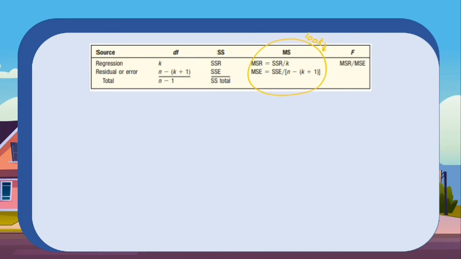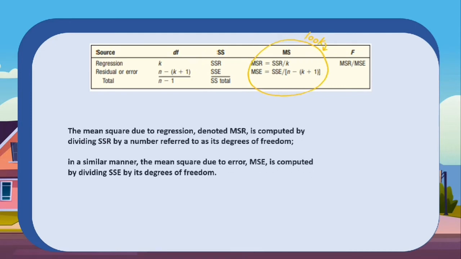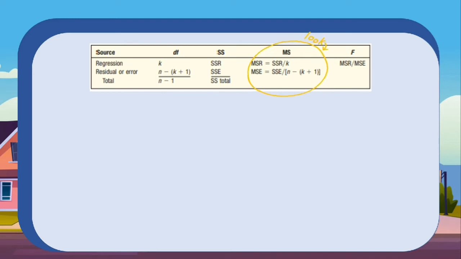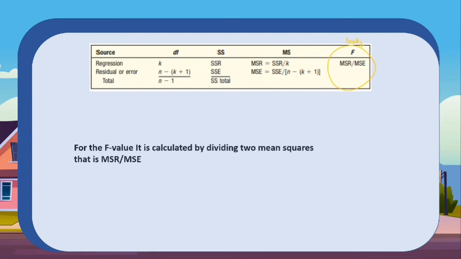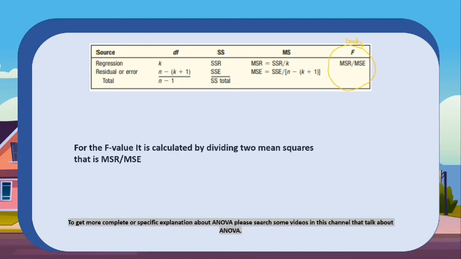How about the mean square, or MS, column? The mean square due to regression, denoted MSR, is computed by dividing SSR by its degrees of freedom. In a similar manner, the mean square due to error, or MSE, is computed by dividing SSE by its degrees of freedom. The F value is calculated by dividing the two mean squares, that is MSR by MSE. For a more complete explanation about ANOVA, please search for videos on this channel that talk about ANOVA.